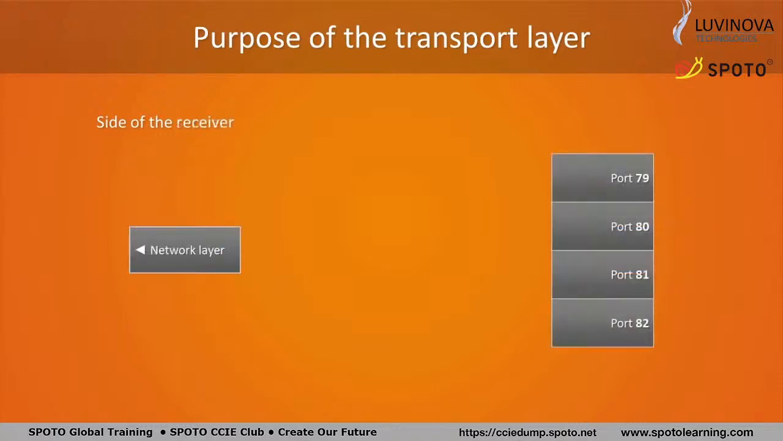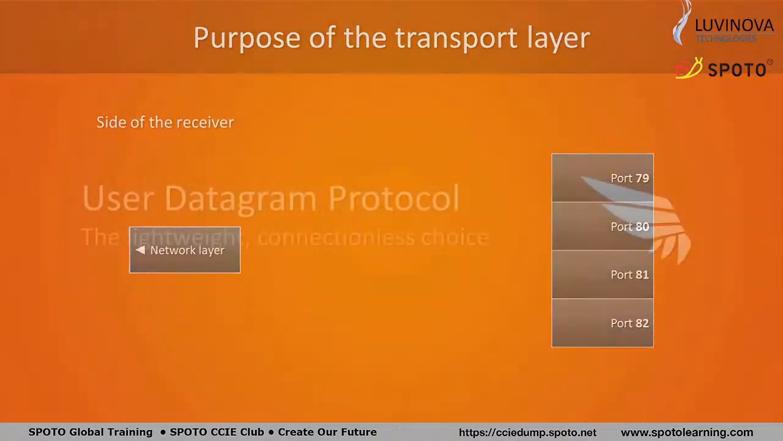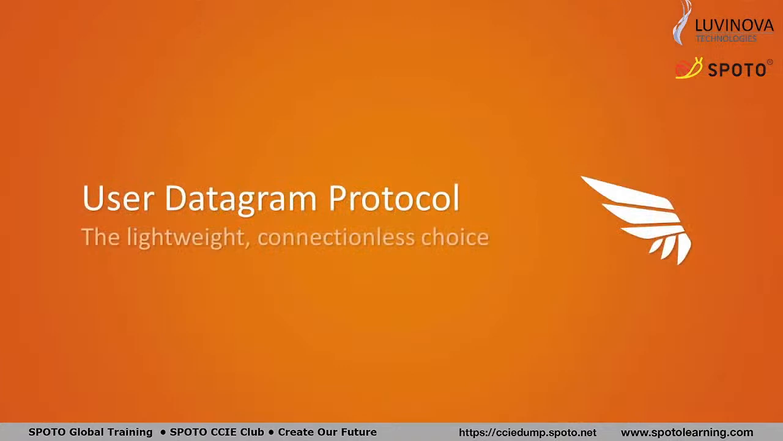Our segment will show up on the receiver side when it is passed on from its network layer to the transport layer. The segment will be examined to determine the destination port, and then the message is unwrapped and delivered to port 80. So that's the general idea of the transport layer, but there's more to it than that. We have two major transport protocols, UDP and TCP, and they both have their own characteristics. Let's look at UDP first.